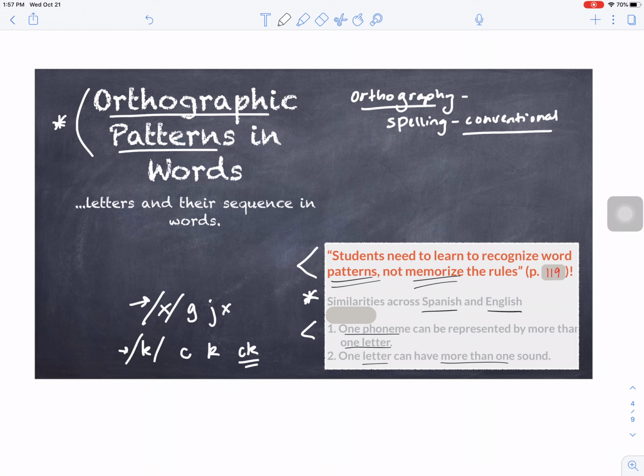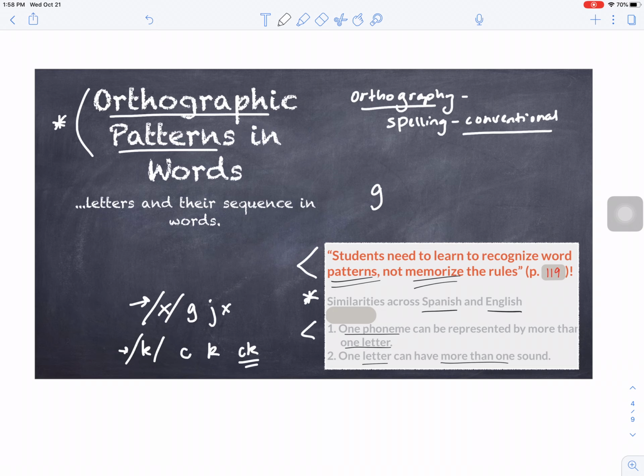Similarly, one letter can have more than one sound. So one phoneme or one sound can be represented by more than one letter, or one letter can have more than one sound. In English, an example of this might be the letter G. The letter G can say g, like in gate, or it can say j, like giraffe. All right, so that happens in English in letters like the letter G.